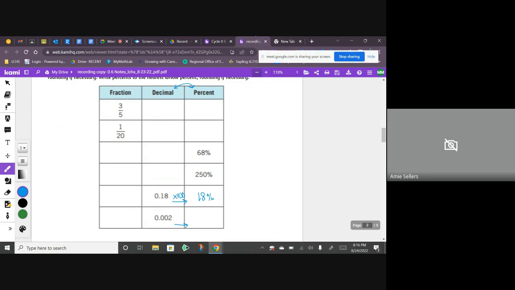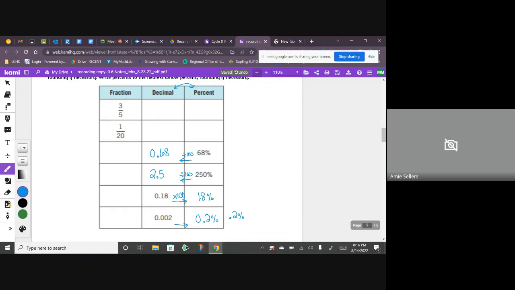This one would become 0.2%. If you also put it in the form of .2% and just left off the 0, that's still mathematically okay. So then if you are converting from a percent to a decimal, you're going to divide by 100. So this one would be 0.68, and this one would be 2.5. And if you wanted to write it as 2.50, that's fine as well.